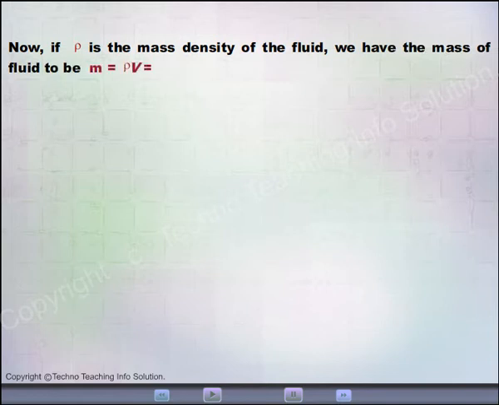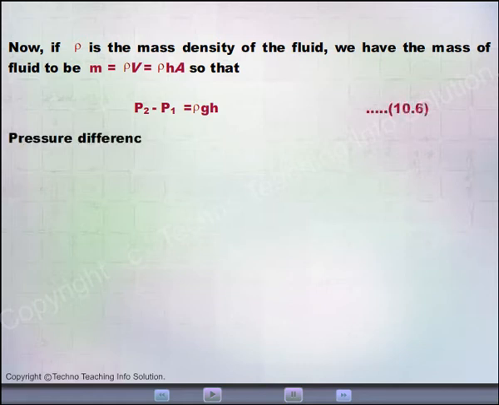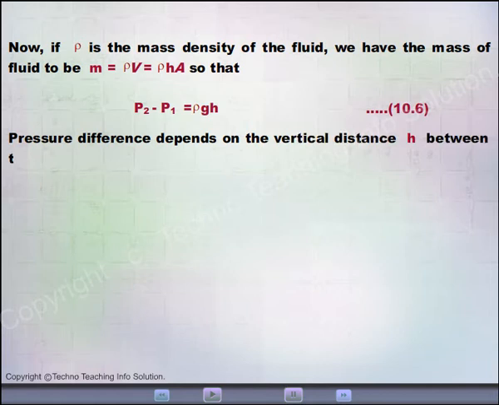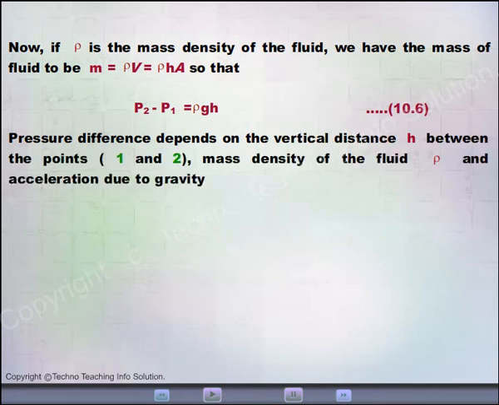Now if rho is the mass density of the fluid, we have the mass of fluid m = rho V = rho A h, so that P2 - P1 = rho g h. Equation 10.6. The pressure difference depends on the vertical distance h between the points 1 and 2, the mass density of the fluid rho, and the acceleration due to gravity g.